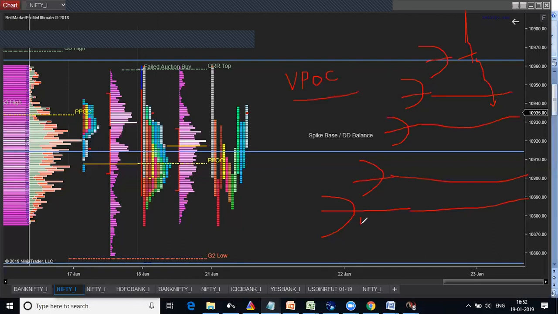So let's say this is a point of control. This is a point of control. Just a point of control, not a prominent point of control, but just some six or seven trading activity got traded over there at the point of control. But still it is not untested. They call it a virgin point of control. But I don't use virgin point of control, nor LVN, HVN kind of concepts.